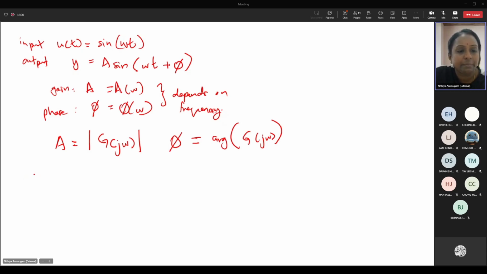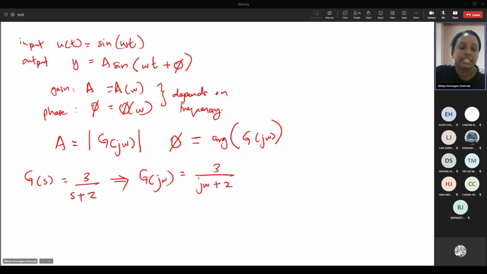Now, what is the meaning of this? Let's say I have an example. I'm giving a transfer function example as 3 over s plus 2. First, I need to convert this function in terms of jw. So wherever I have s, I need to replace it with jw first. So this will be 3 over jw plus 2. Correct? So from here, I need to find the gain A(jw).